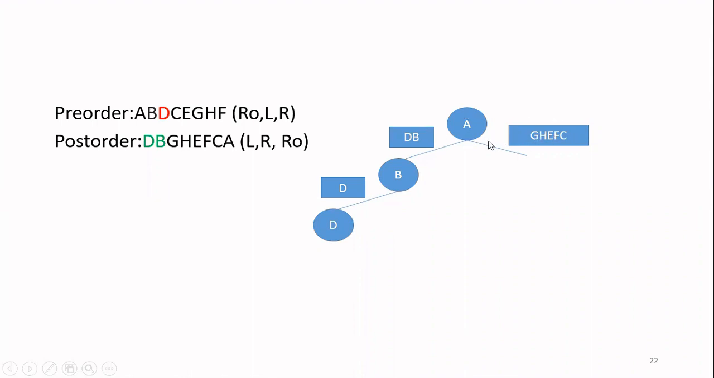In the right subtree of the root node, I have G, H, E, F, and C. Now, out of these, I should first identify which will be the root node for this particular subtree. So for that, go to the pre-order and check which appears first. I am checking the pre-order here, and I am getting C first. So C will be the root node. Now I fix the root node.